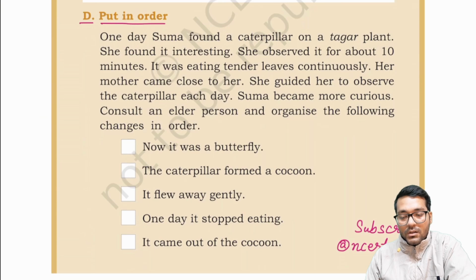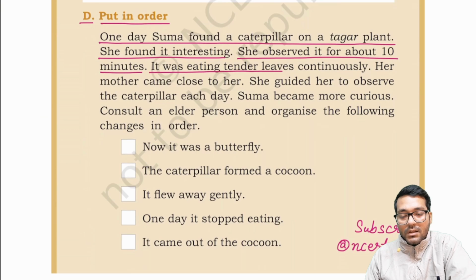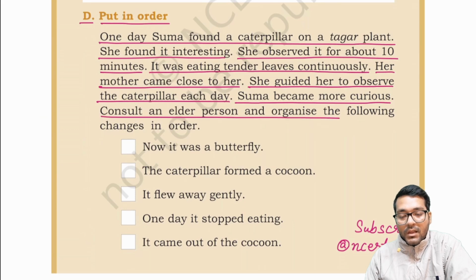D. Put in order. One day Suma found a caterpillar on a tiger plant. She found it interesting. She observed it for about 10 minutes. It was eating tender leaves continuously. Her mother came close to her. She guided her to observe the caterpillar each day. Suma became very curious. Consult an elder person and organize the following changes in order.